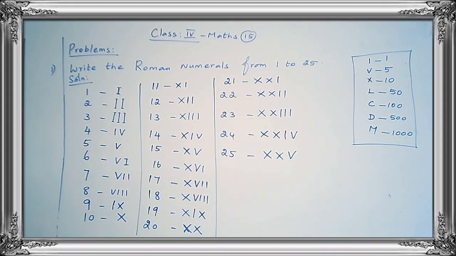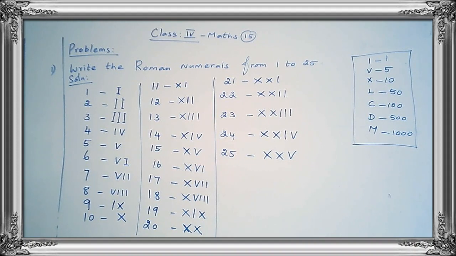2 times X. 20 can be written as 10 plus 10. X stands for 10, so that's why 2 times X will be 20. So 20 means XX.